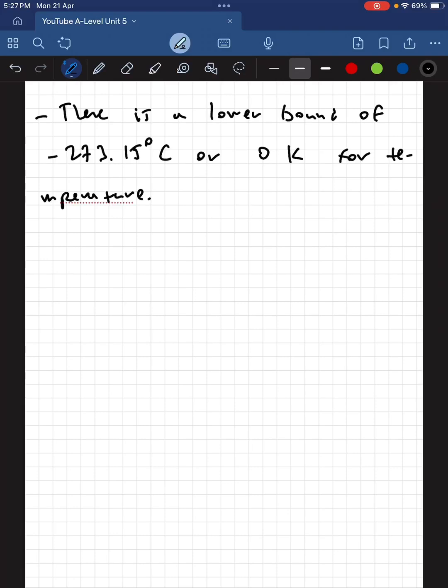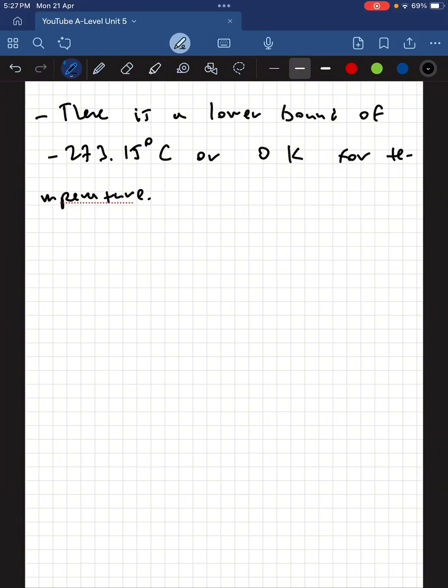So if someone tells you that the temperature of an object is minus 300 degrees Celsius, they know nothing about physics. There is no upper bound, by the way. Nothing that is known, at least for now, okay? So theoretically, we can have infinite temperatures, but I doubt it. There's probably a limit that we don't know about yet.